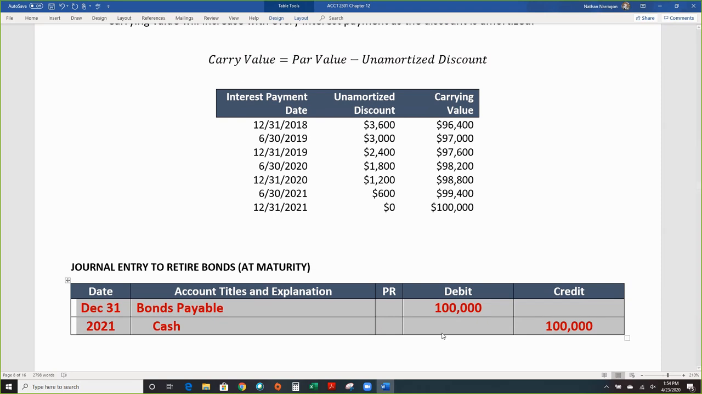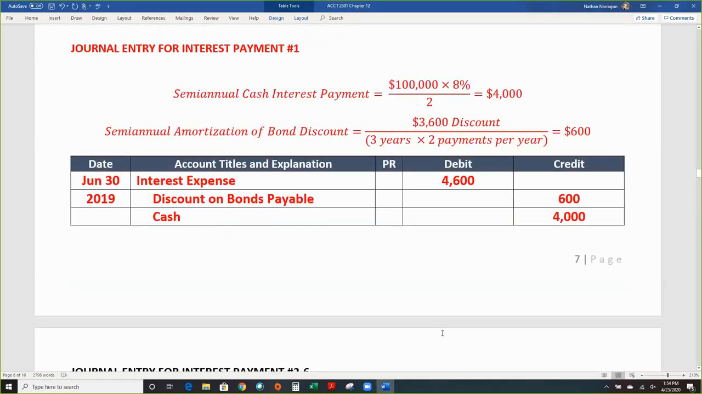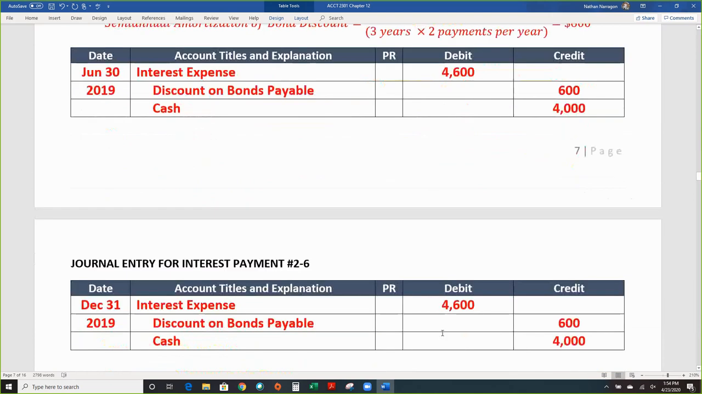Hey, that was a discount. A little bit of tricky stuff there. But guess what? You can learn discount or premium. It actually gets very, very close to each other.